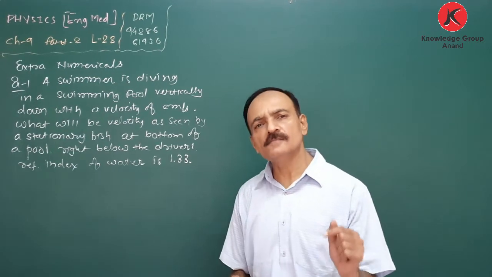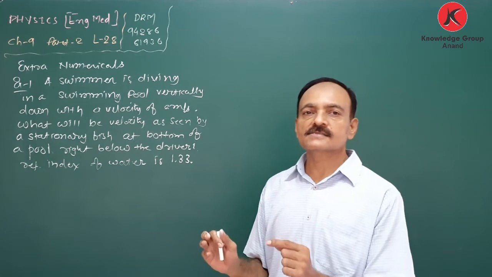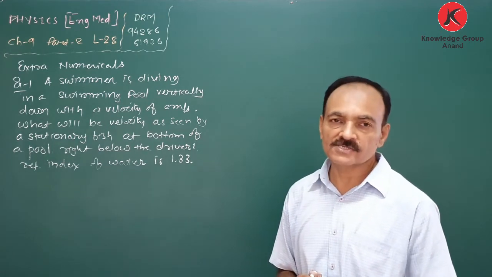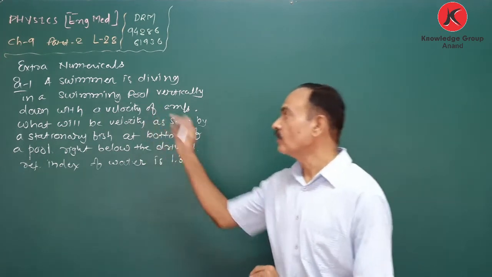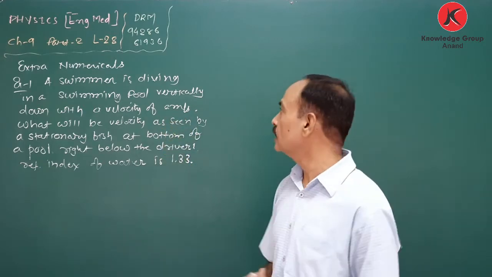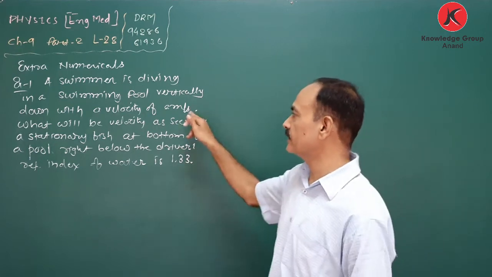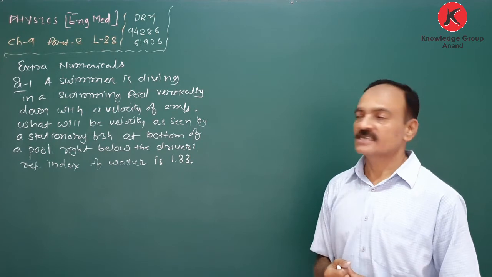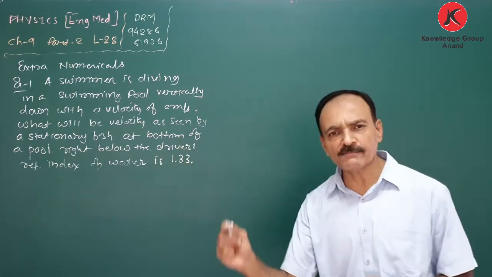Now, some numerical questions that were asked in past board exams. We are considering these to clear the concepts of ray optics. One example is that a swimmer is diving in a swimming pool vertically down with a speed of 2 meters per second. What will be the velocity as seen by a stationary fish at the bottom of the pool, just right below the diver?